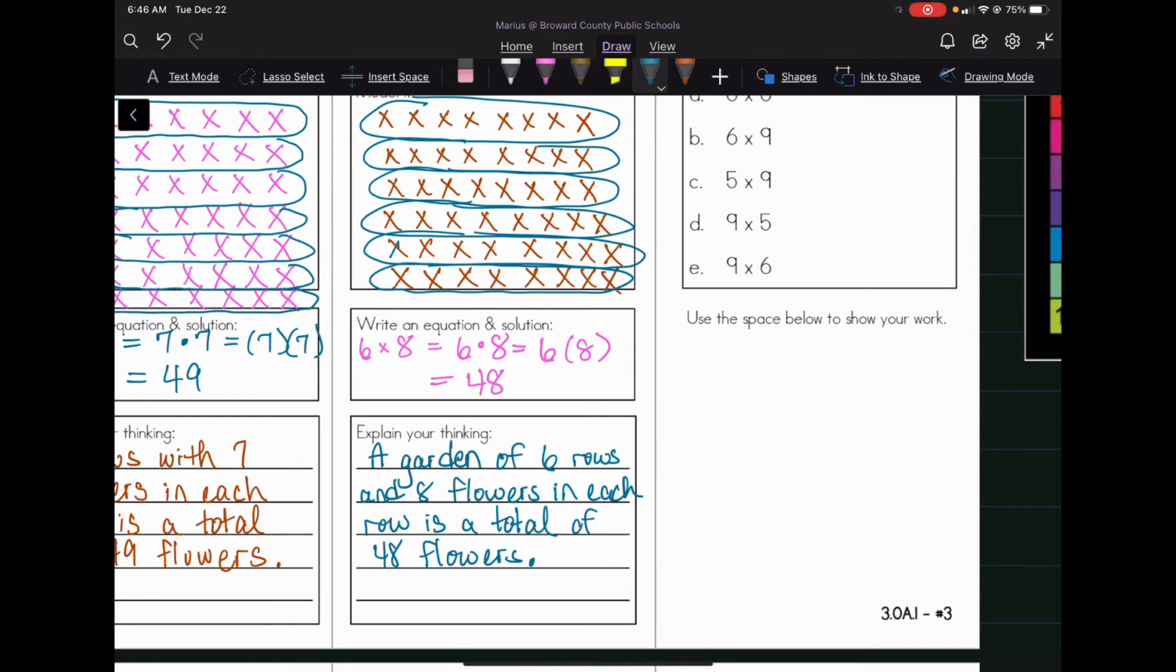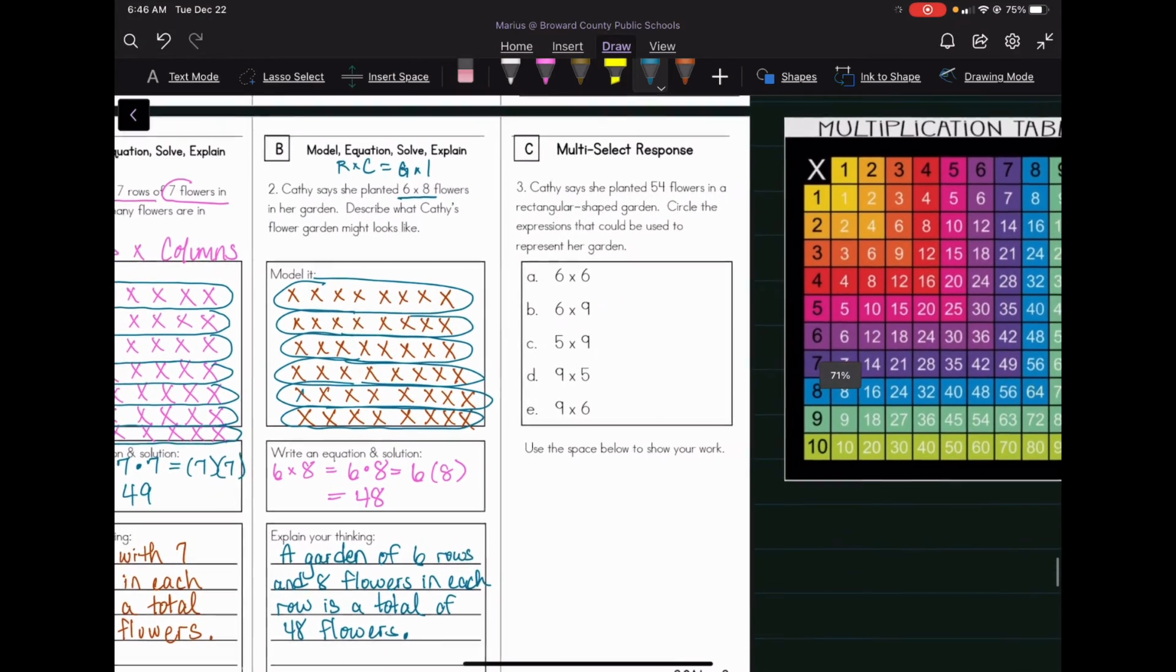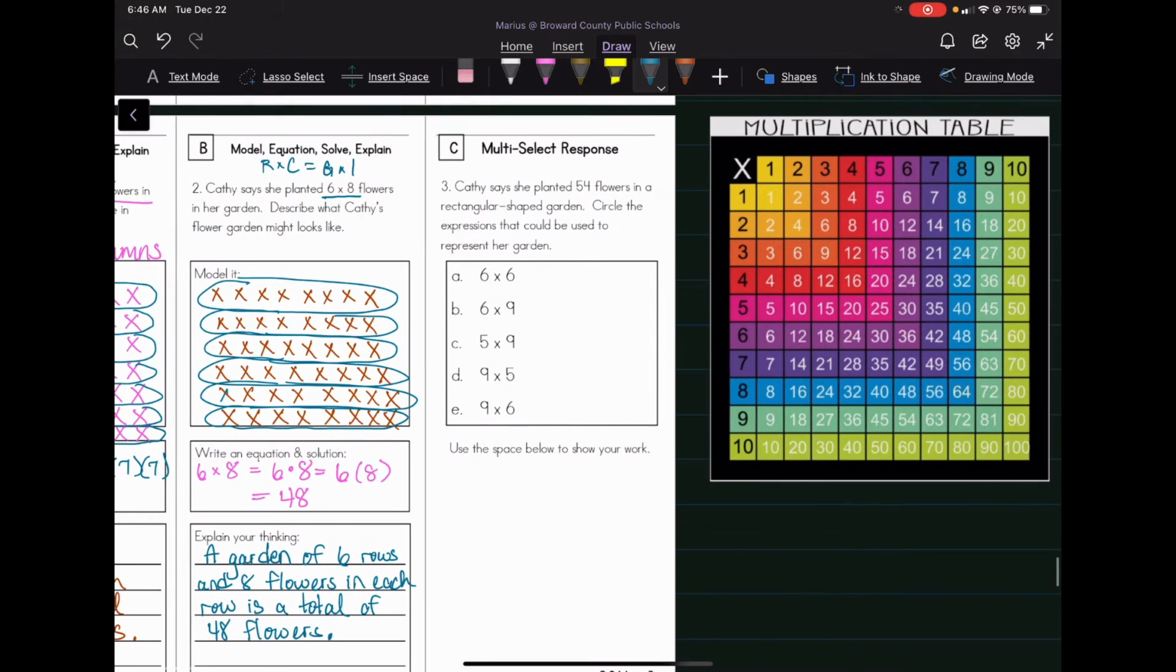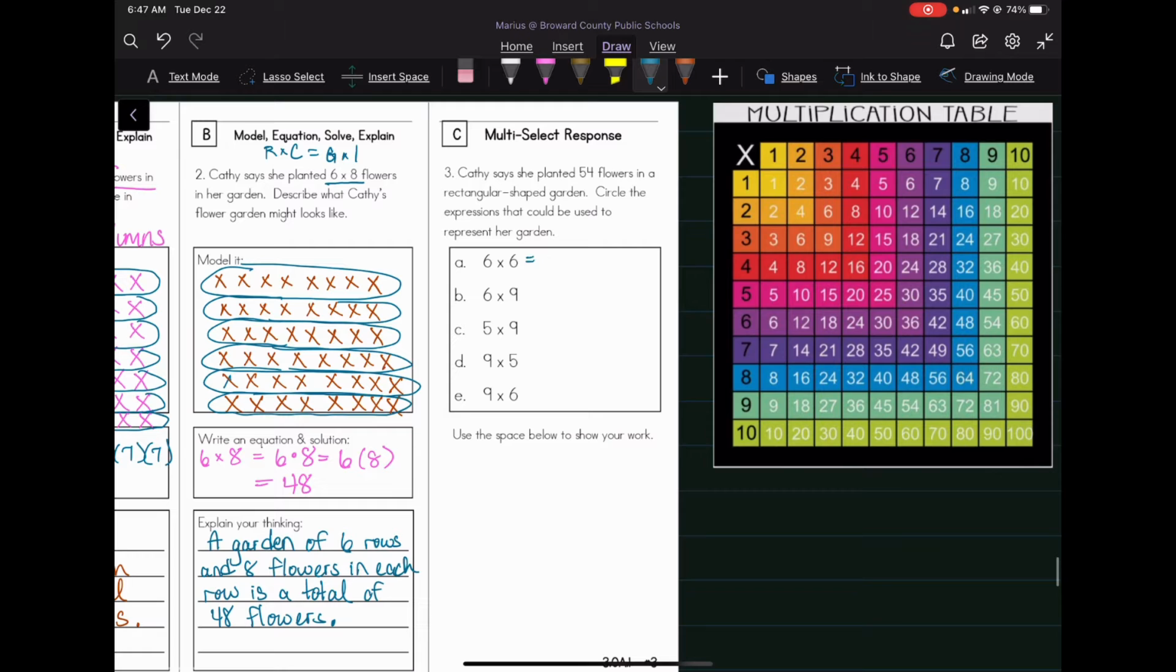All right. Let's go ahead and take a look at number 3. The number 3 is a multi-select response, which means there are more than one correct answer. Kathy says she planted 54 flowers in a rectangular shaped garden. Circle the expressions that could be used to represent this garden. Before we do that, I want to rewrite. We want to practice rewriting each of these 2 other ways.